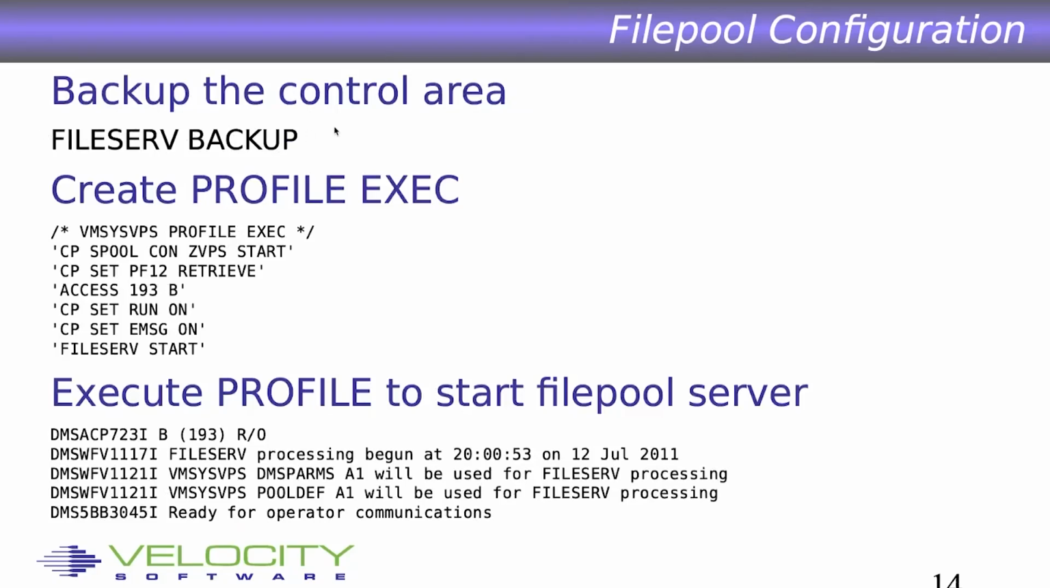We create a profile exec, and here's an example of what the profile exec looks like for the file pool server. And then we just run the exec, just enter profile on the command line, and it will start up the file pool. So very simple to create a file pool on your system. And at this point, when this ready for operator communications message comes up, we typically just disconnect from the file pool server to leave it running so that we can access it and use it.